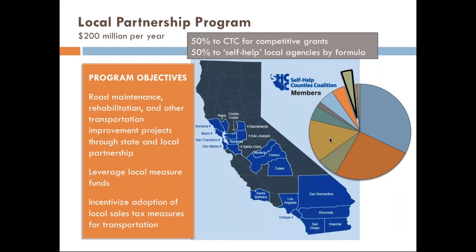This is a larger amount of money. It's $200 million, and it is designed to incentivize local agencies or regional agencies to adopt self-help sales taxes, for example, those transportation sales tax funds. So half would go, by default, by formula, to agencies that have adopted self-help measures, and they felt that that number was important to provide the adequate incentive. And then half would go to the CTC for a competitive program for eligible agencies. Next slide, please.